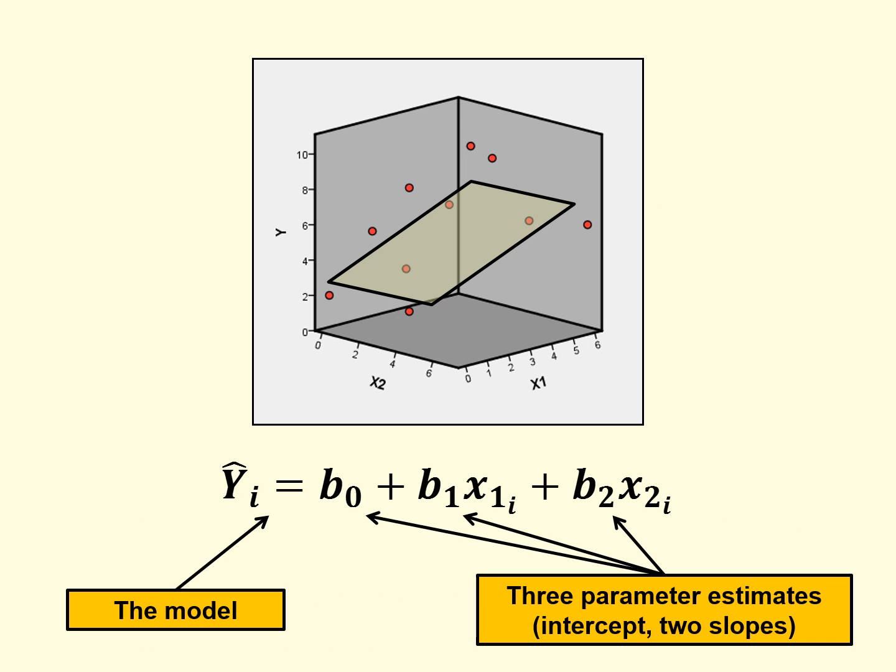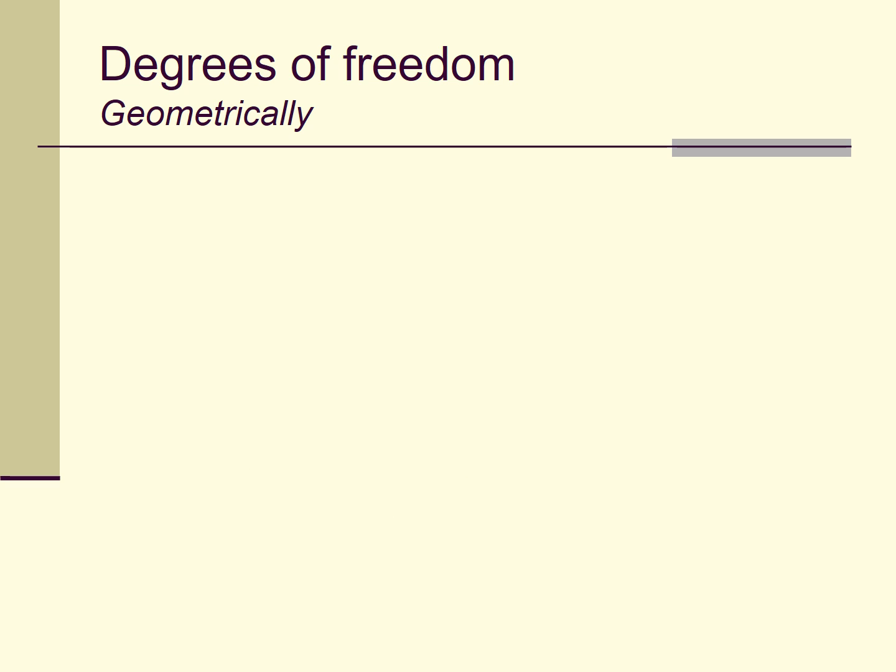And if we write out the model algebraically, we can see it would be something like this. Y sub, the predicted value for y, is equal to this intercept plus the slope for the first predictor variable and the slope for the second predictor variable. So we'd have three parameter estimates, one intercept and two slopes.